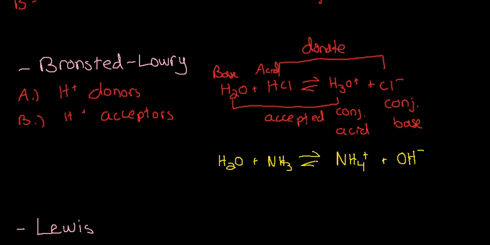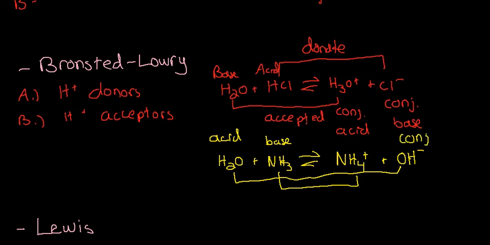So what we can see here is this time water was actually giving away our H. It was donating it, so therefore water is our acid. On the other hand, ammonia was accepting a hydrogen, so it's our base. Again, going to the other side, our acid becomes our conjugate base, and our base becomes our conjugate acid. And that's pretty much how that works.